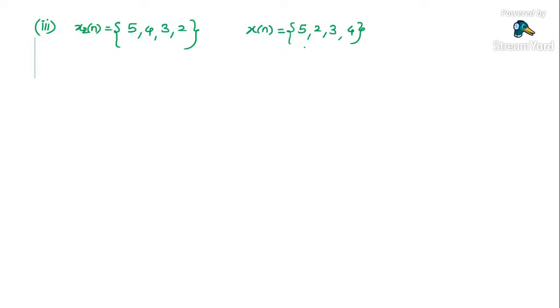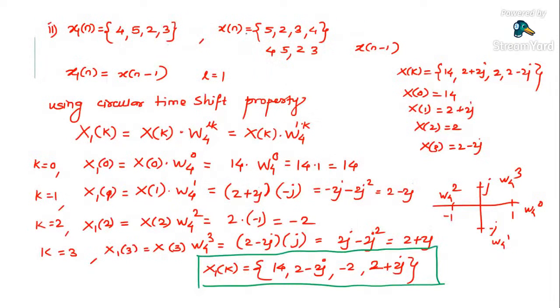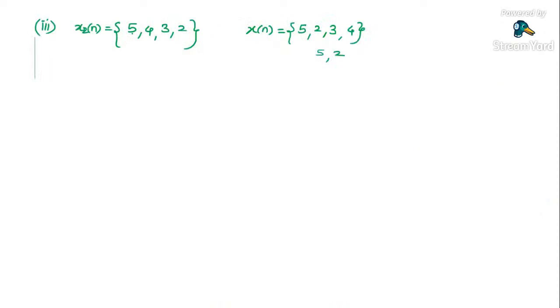Now try to shift it. Whenever you are shifting 5, 2, 3, 4, do you get 5, 4, 3, 2? No, because the order is changed. Here you are not getting the same order, whereas in the earlier case you got the same order. So how is the order changed? x2 of n is 5, 4, 3, 2, and whenever you are comparing with x of n, those two numbers are exchanged.